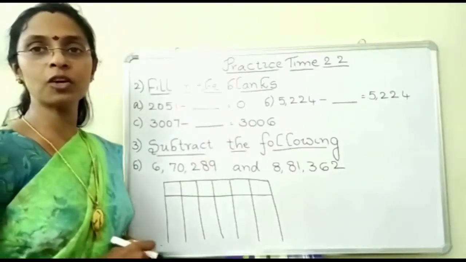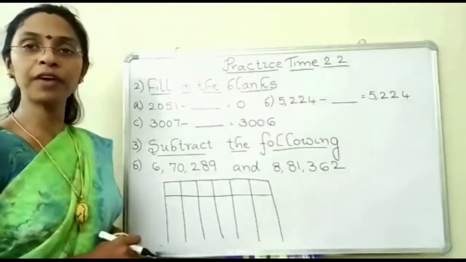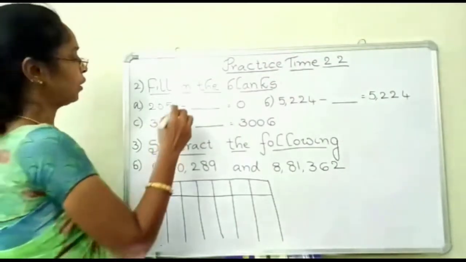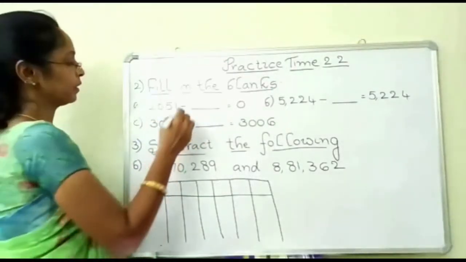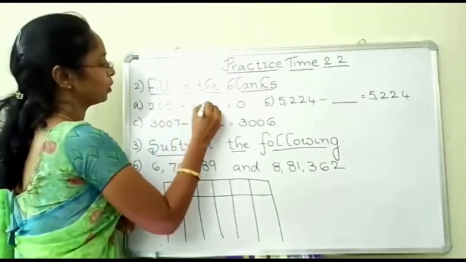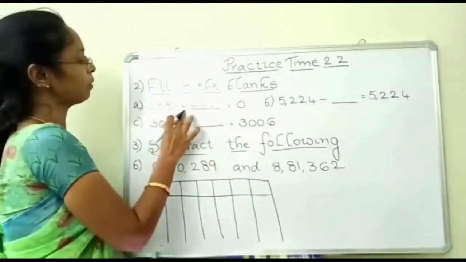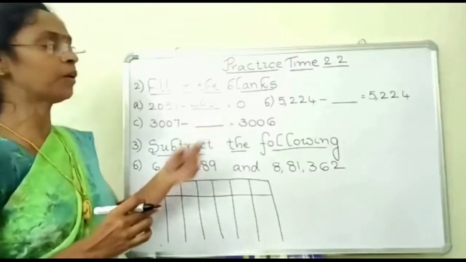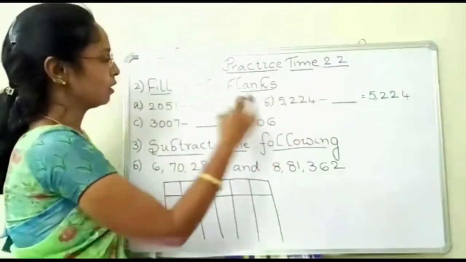When do you get 0, children? When you subtract a number from itself, you get 0. So, what do you get in this blank? Yes, you get 2051. 2051 minus 2051 is equal to 0. See the next question, children.